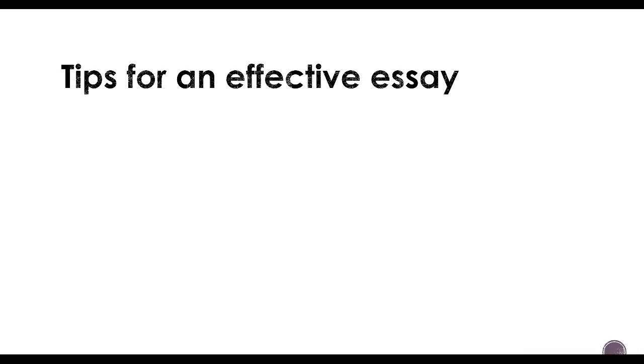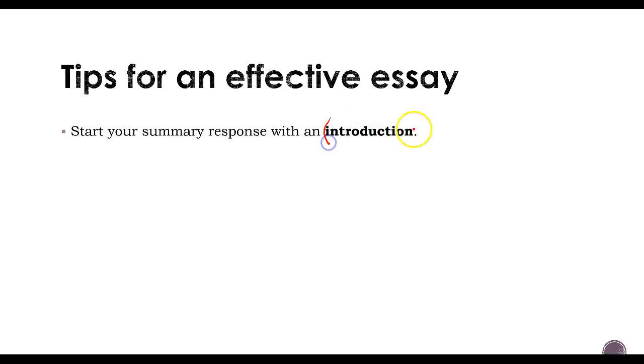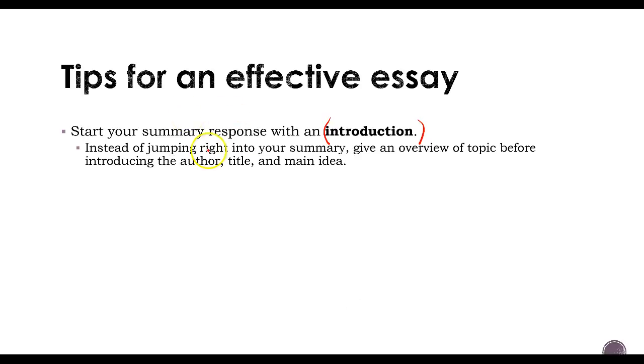Okay, so let's talk a little bit about how to write this essay effectively. I'm just going to give you a couple of tips, even though the assignment sheet gives you some pretty good tips as well. You're going to want to start with an introduction. So you should have something that introduces the topic generally, right? You don't necessarily want to jump right into your summary and give the author and title and main idea and say, in Escape from a Western Diet, Pollan writes about. I don't want everybody's essay to start exactly the same way.